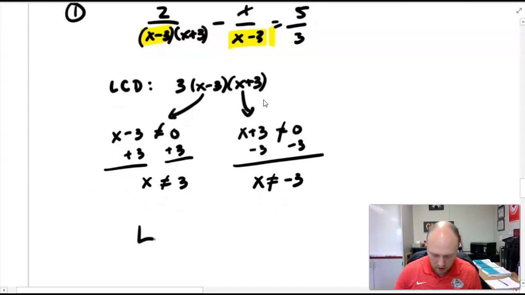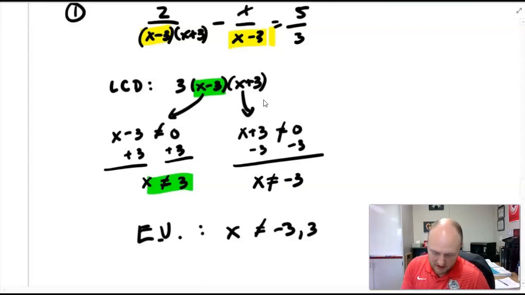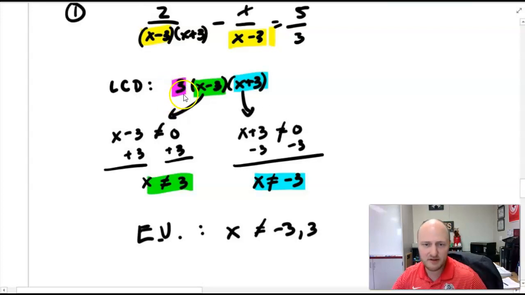So here's what we call our excluded values, or as I like to abbreviate, EV. x cannot be negative 3, 3. I want you to see that this value came from that factor, and this value came from this factor. Those are your excluded values. Notice I did not touch this positive 3 right here. I really wish this wasn't a 3. I have to change this example. I wish this was a 2 or a 7 or something random. That value is not going to change, and I don't have to use that. So let's just change it right now.